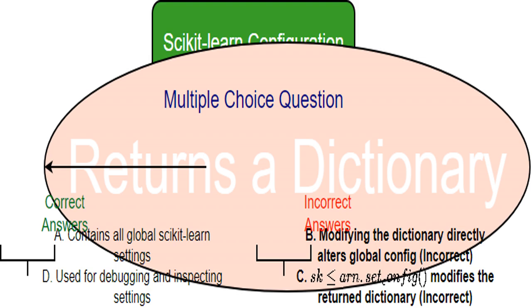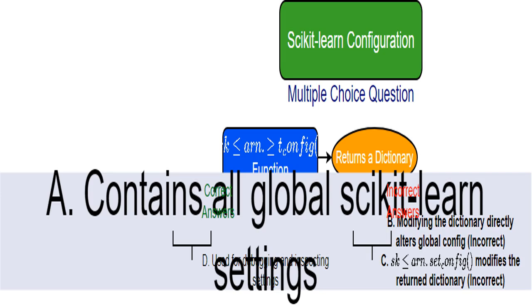It's like a little report card for scikit-learn's settings. This statement is correct. The dictionary returned by sklearn.get_config truly contains every single one of scikit-learn's global settings. It's a comprehensive overview of its current setup. Think of it like a complete profile of how scikit-learn is set up to work.